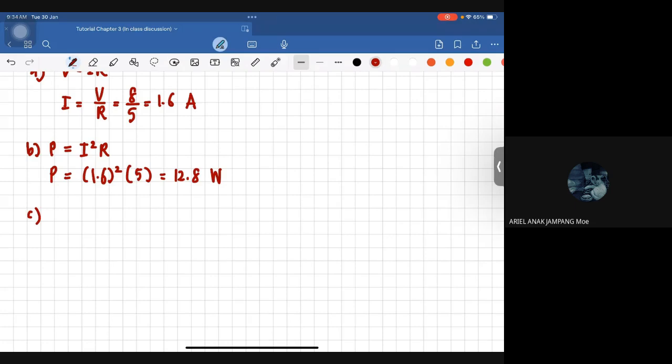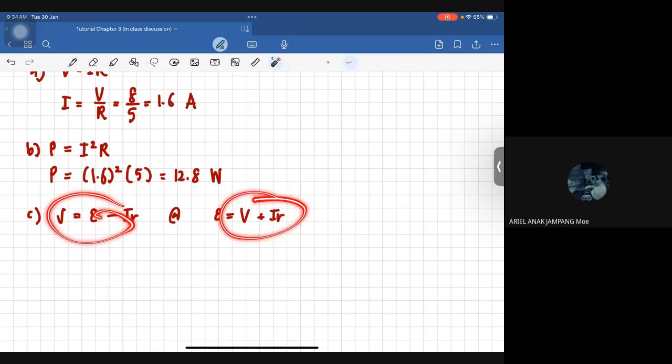So, lepas tu soalan suruh kita cari apa? Soalan suruh kita cari internal resistance. So, internal resistance kita boleh guna formula either V equal to EMF minus Ir, ataupun kamu boleh guna directly the formula of EMF, V plus Ir. Tapi this is actually the same thing. Kamu just rearrange untuk jadikan salah satu ni sebagai subject.